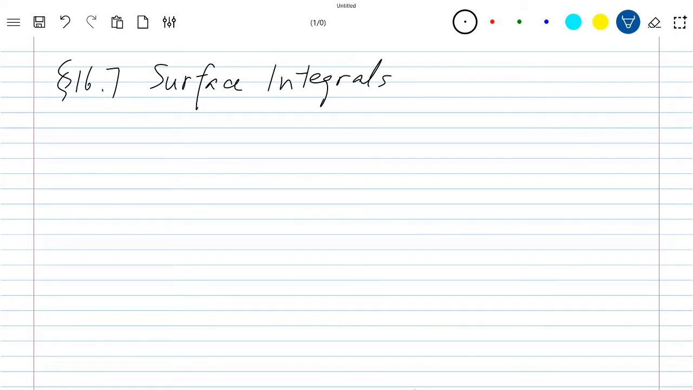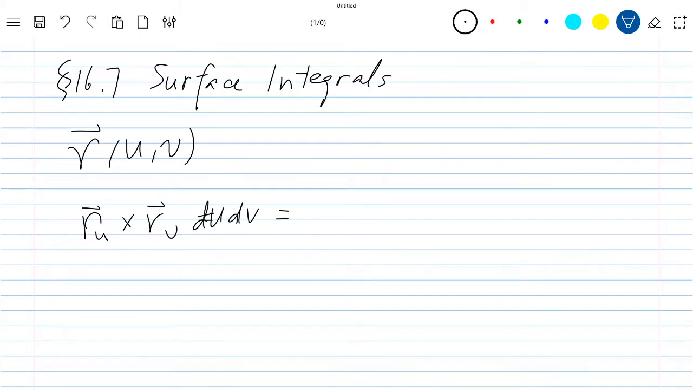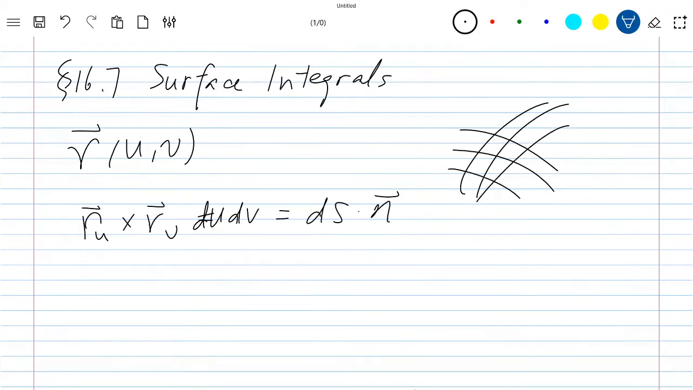16.7 Surface integrals. Last time we learned how to parameterize a surface, say using parameters u and v, and then we learned that if you take the cross product of ru and rv, you will get a vector that represents dudv, the surface element times the normal direction. So if we plot it, this is the surface, that is the normal direction, and these are the two vectors ru and rv.